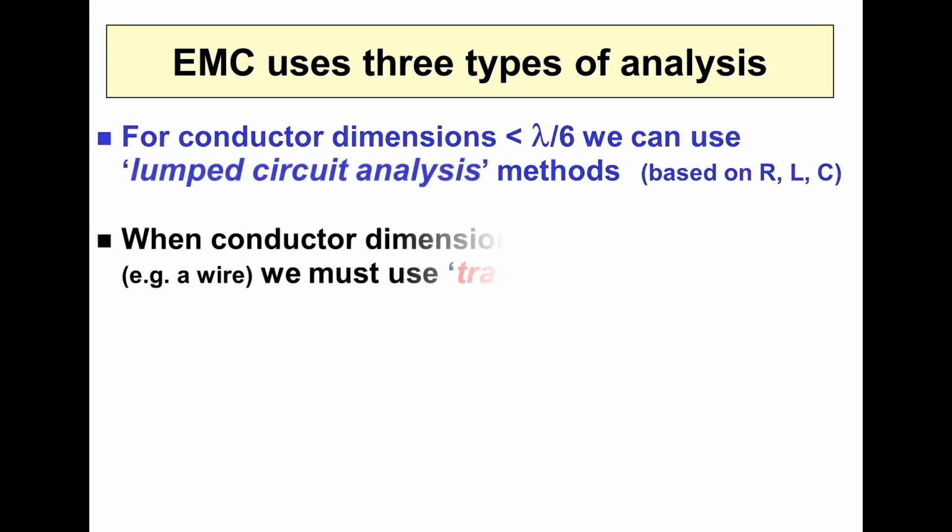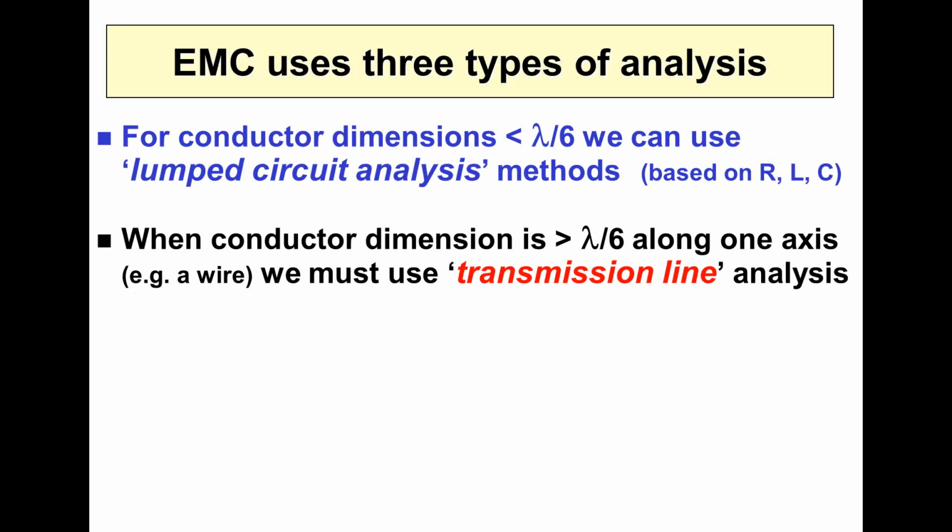But we also have to take, oh, I'm getting ahead of myself here. When conductor dimensions are bigger than a sixth of the wavelength along one axis alone, we can use transmission line analysis. And this is based on the telegrapher's equations. Invented in America, when they started stringing wires up to send telegraphs to try and put the Pony Express out of business, which they did quite quickly. The Pony Express only lasted a few months, or maybe a year, before the telegraph put it out of business.